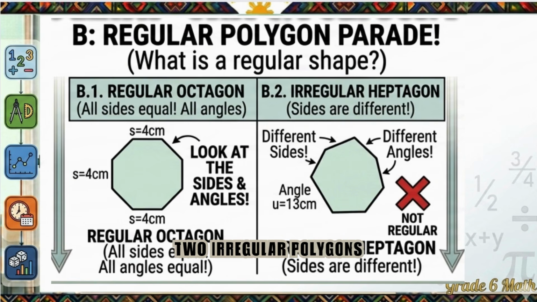2. Irregular polygons, the unique shapes. A shape is irregular if it fails either of the tests above. If one side is longer than the others, it's irregular. If one corner is wider or sharper than the others, it's irregular. Example from your image, the irregular heptagon. Even though it still has 7 sides, they are leaning in different directions and have different lengths. It looks tilted or squashed compared to a regular one.